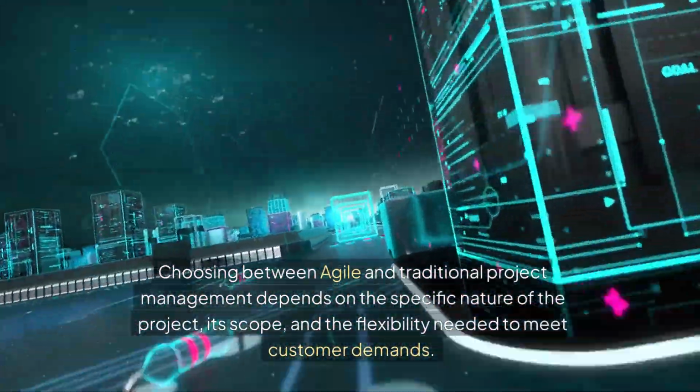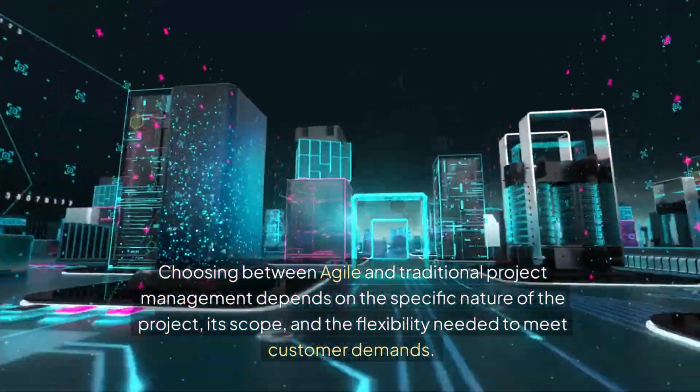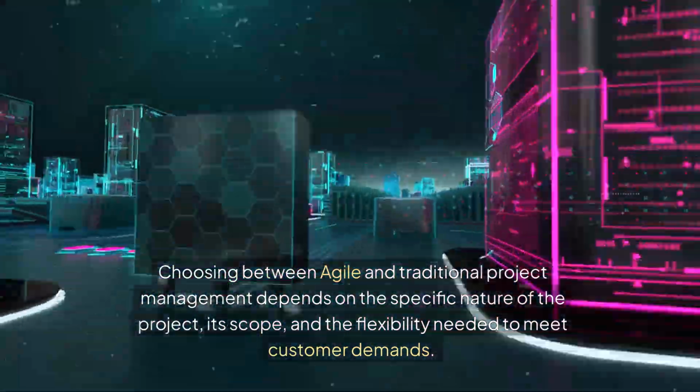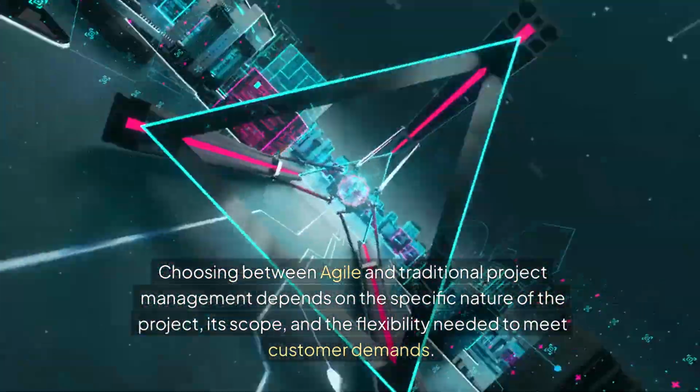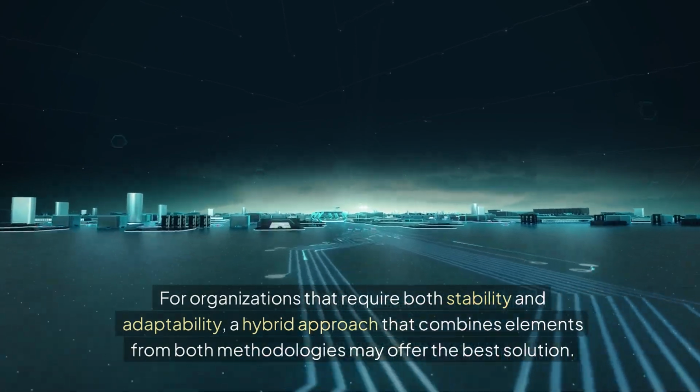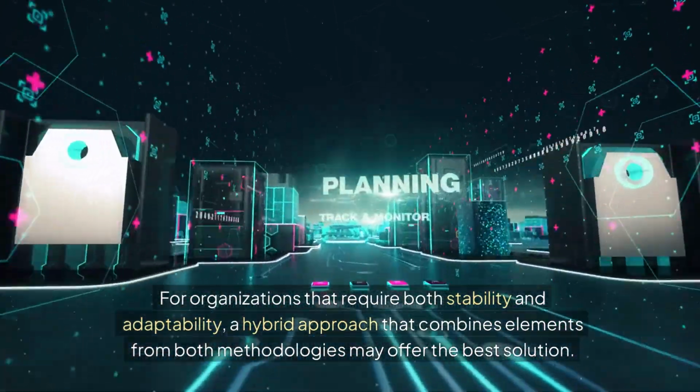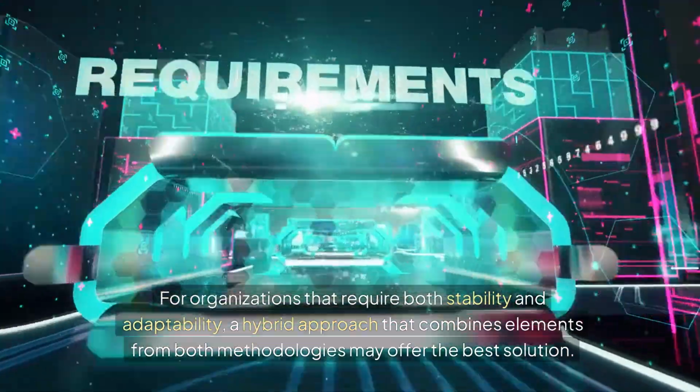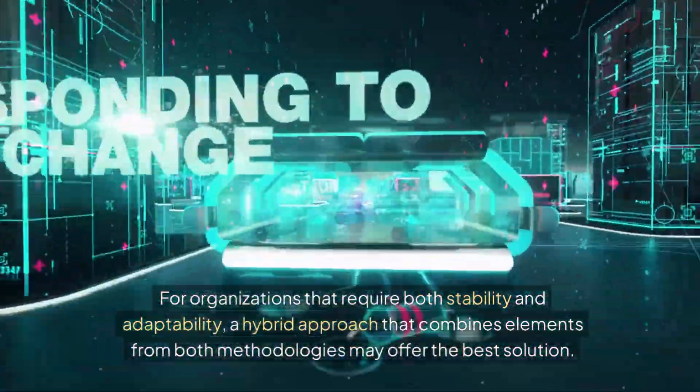Choosing between Agile and traditional project management depends on the specific nature of the project, its scope, and the flexibility needed to meet customer demands. For organizations that require both stability and adaptability, a hybrid approach that combines elements from both methodologies may offer the best solution.